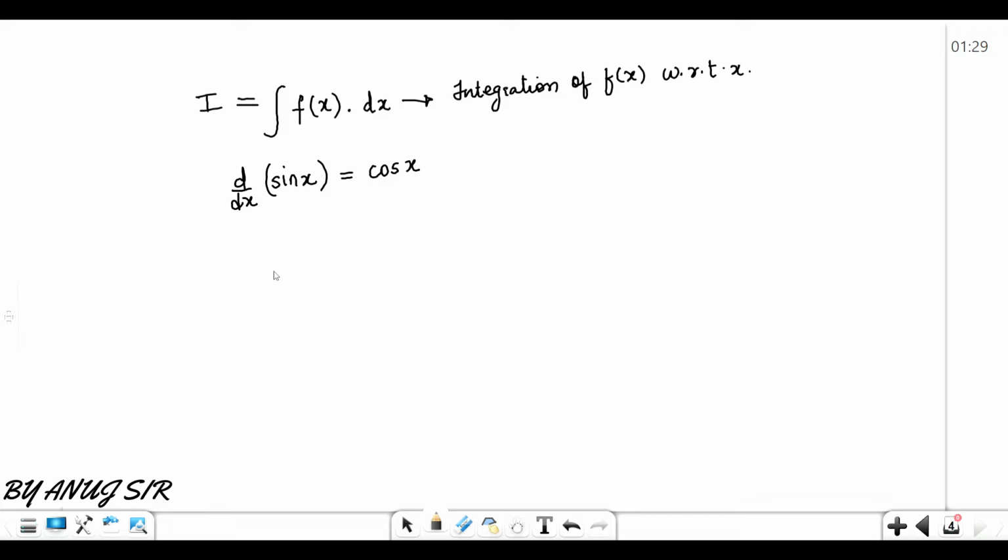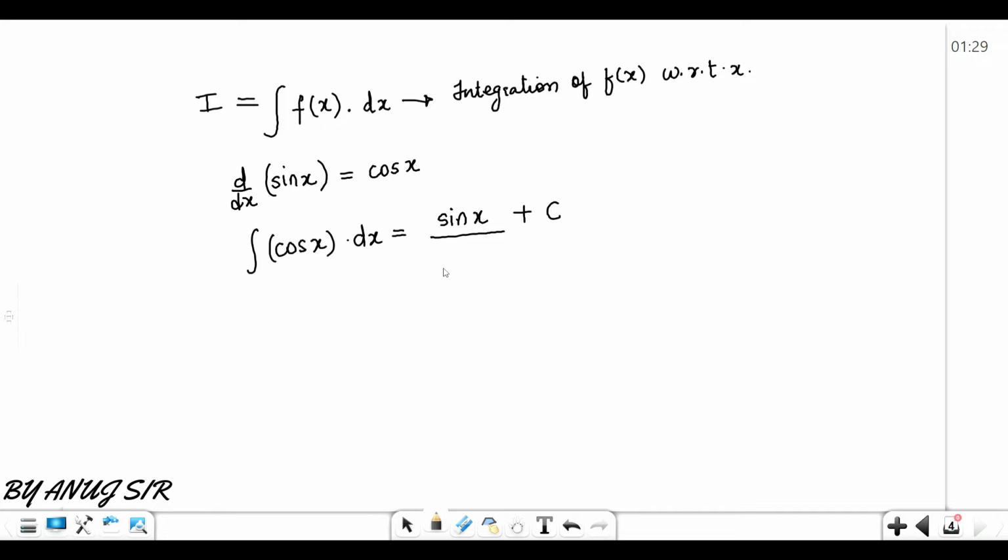Now we'll do the reverse process. You have this cos x, and you have to integrate it with respect to x. So the answer should be sin x, and plus it will be c.